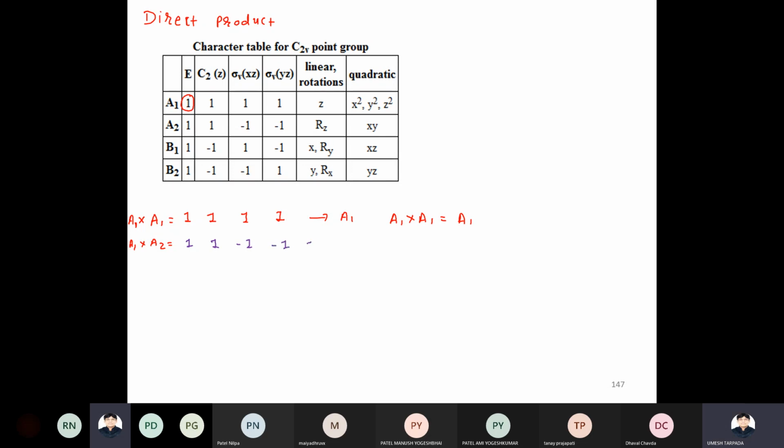Which representation does this resemble? A2. It's A2. This is nothing but A2.